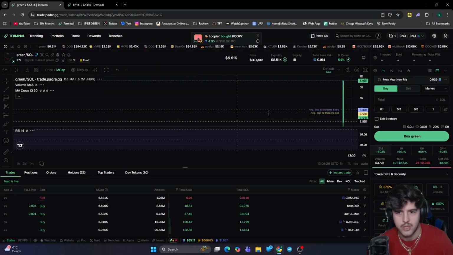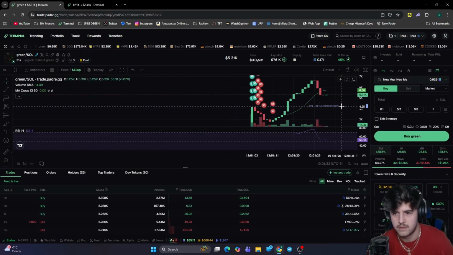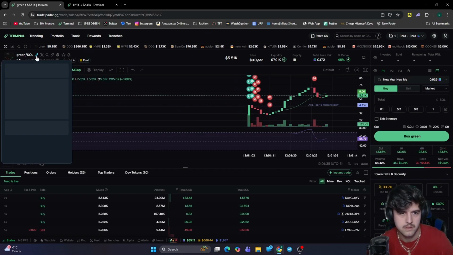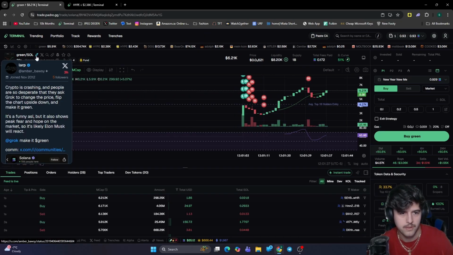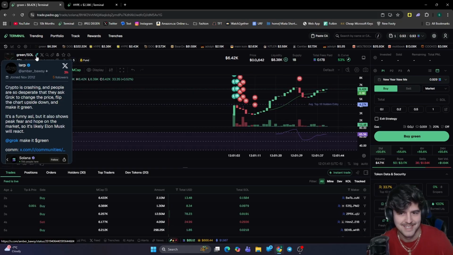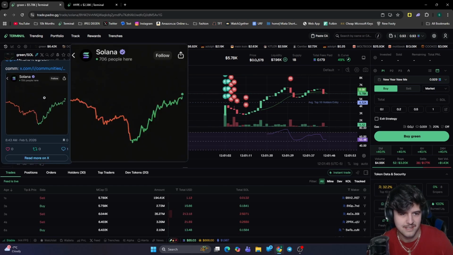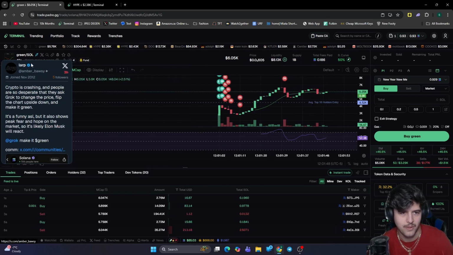Grok, make it green. What is this about? Crypto is crashing. People are so desperate that they ask Grok to change the price, flip the chart upside down. Okay. I guess this is the guy who launched it, LARP.